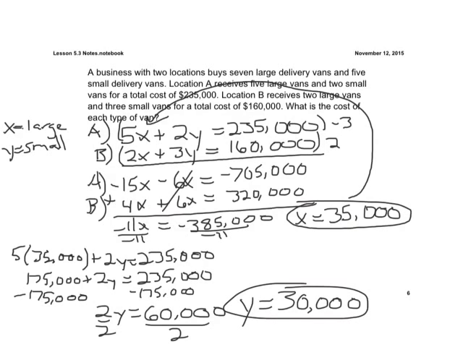And that's our solution. Okay, we have the ordered pair 35,000, comma, 30,000. Okay, the price of the large vans is $35,000, small vans are $30,000. And that's using elimination.